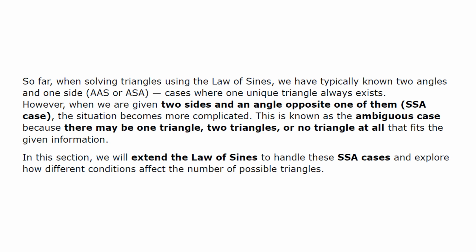However, when we are given two sides and an angle opposite one of them, so the side-side-angle case, the situation becomes more complicated. This is known as the ambiguous case because there may be one triangle, two triangles, or no triangle at all that fits the given information. So in this section, we will extend the law of sines to handle these side-side-angle cases and explore how different conditions affect the number of possible triangles.